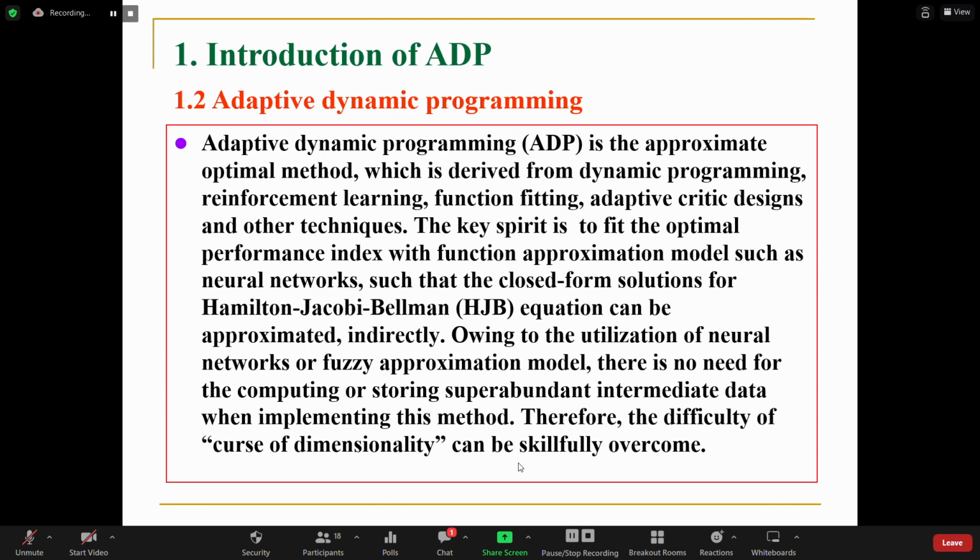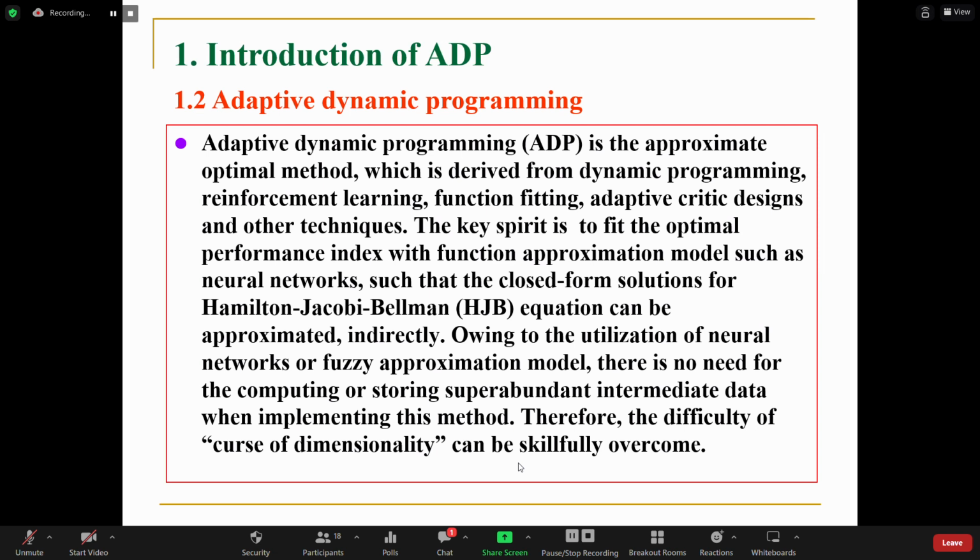Adaptive dynamic programming is my main focus. It's an approximate optimal method, which is derived from dynamic programming, reinforcement learning, function fitting, and other techniques. The key idea is to fit the optimal performance index with function approximation models, such as neural networks, so that the closed form solutions from the Hamilton-Jacobi-Bellman equation can be approximated.